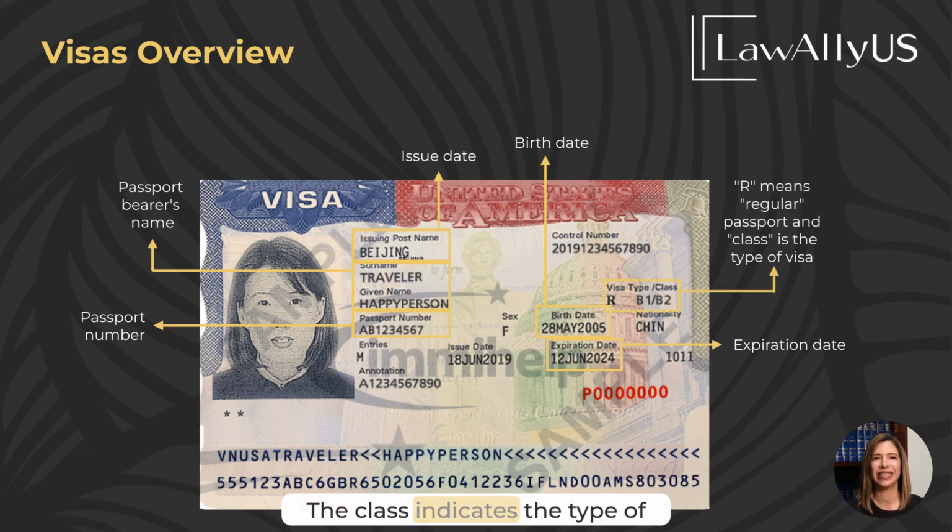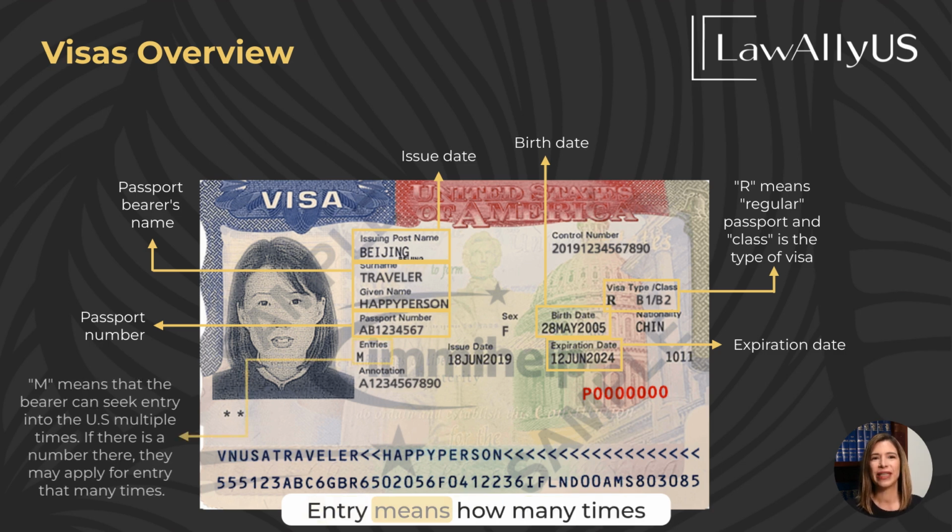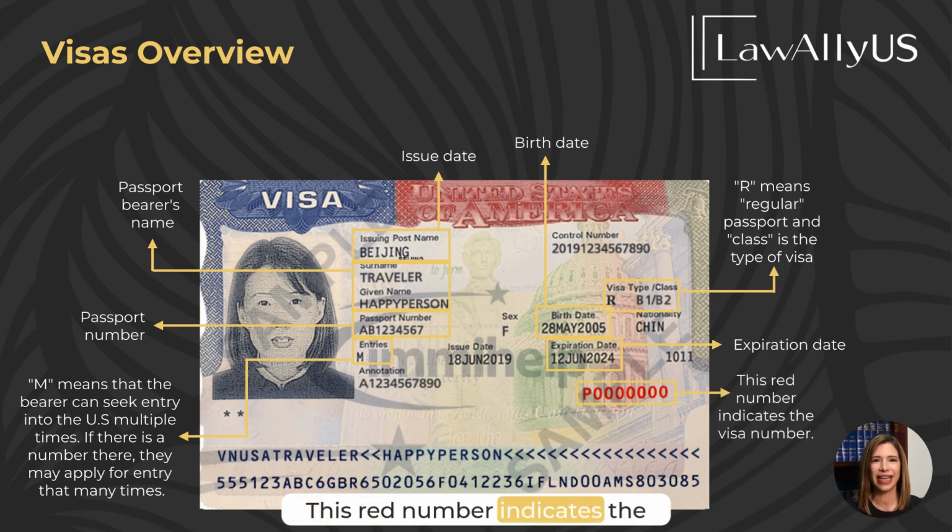The class indicates the type of visa. Entry means how many times the passport bearer can enter into the U.S. In this case, M means multiple times. If there is a number there, they may apply for entry that many times. This red number indicates the visa number.